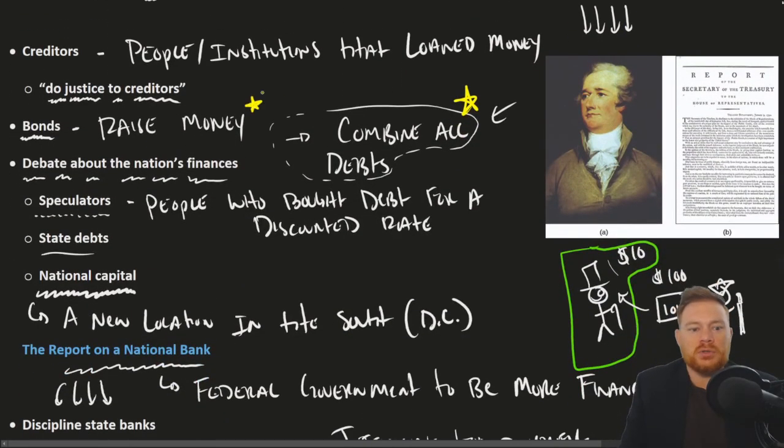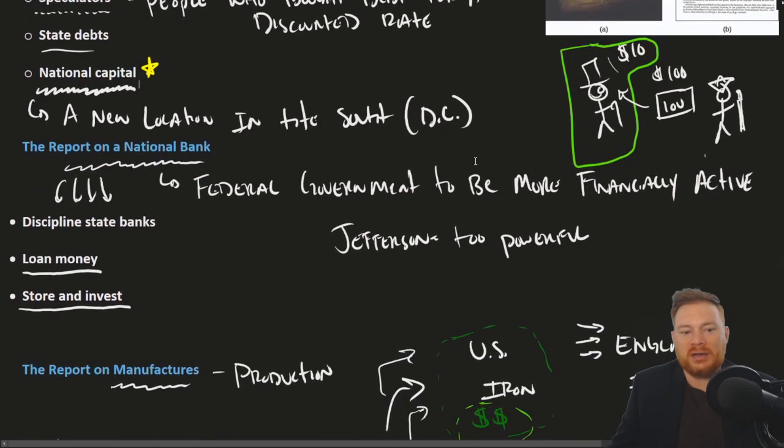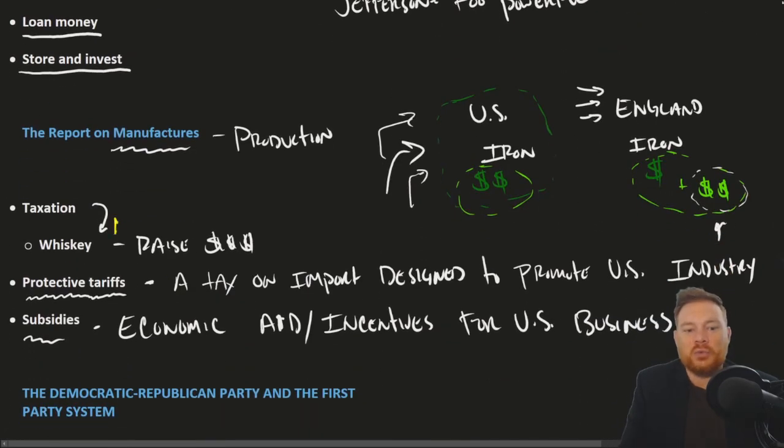Bonds were issued under Hamilton. You know, in the deal that was made, a new nation's capital was created. That wasn't really Hamilton's idea, but that's what compromise came out of that. A new national bank was created, the first national bank, as we call it. A tax on whiskey was created, protective tariffs were created, and subsidies were given to American businesses.